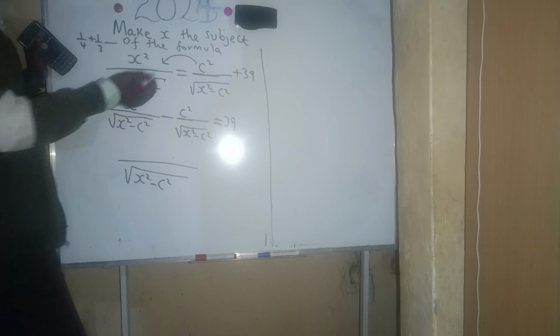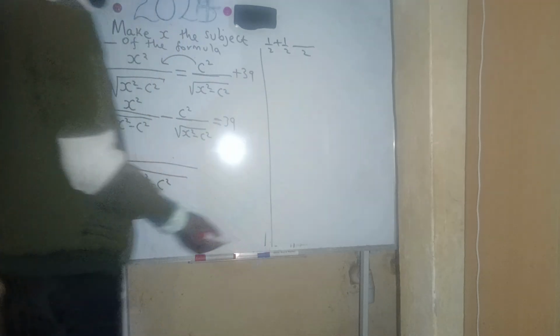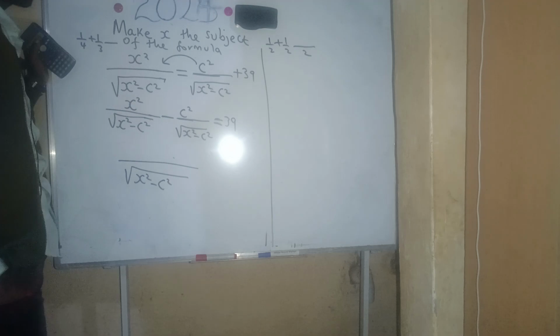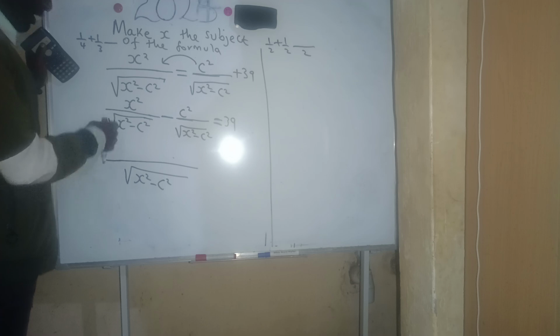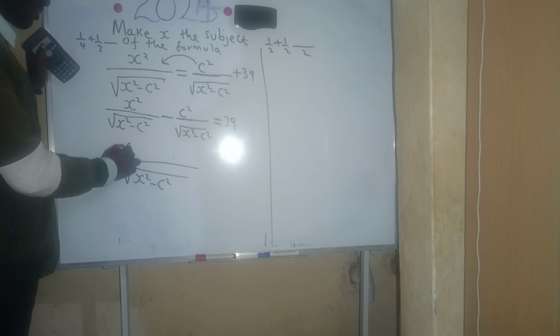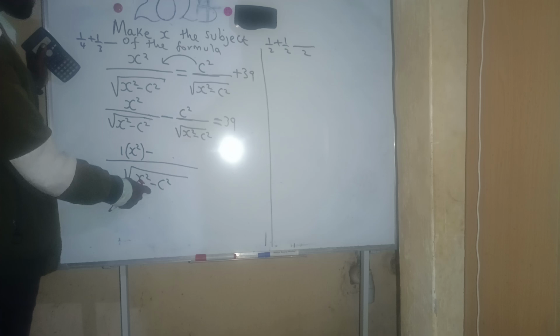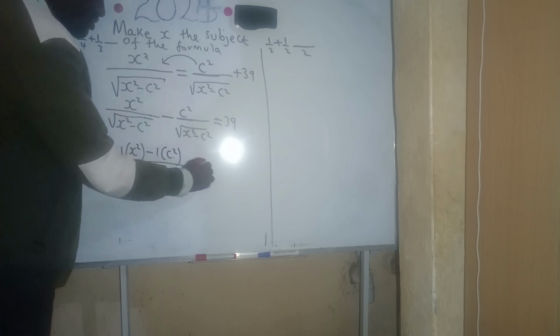Why? If someone says a half plus a half, I just take the denominator as my LCM, because the values on the denominator side of those two fractions are the same. We take just one as our lowest common multiple. So this and this are the same, which means this goes into this once. So it will be 1 times x squared, minus, 1 times c squared, and that must be equal to 39.